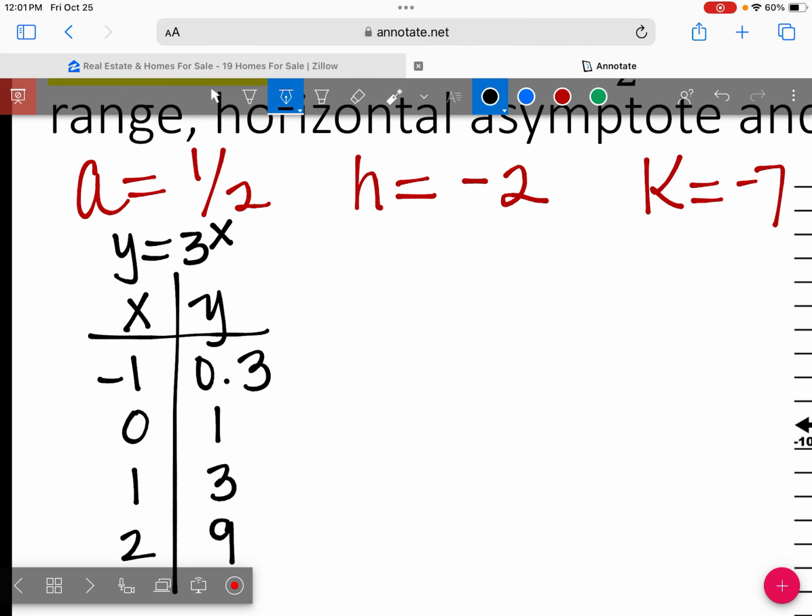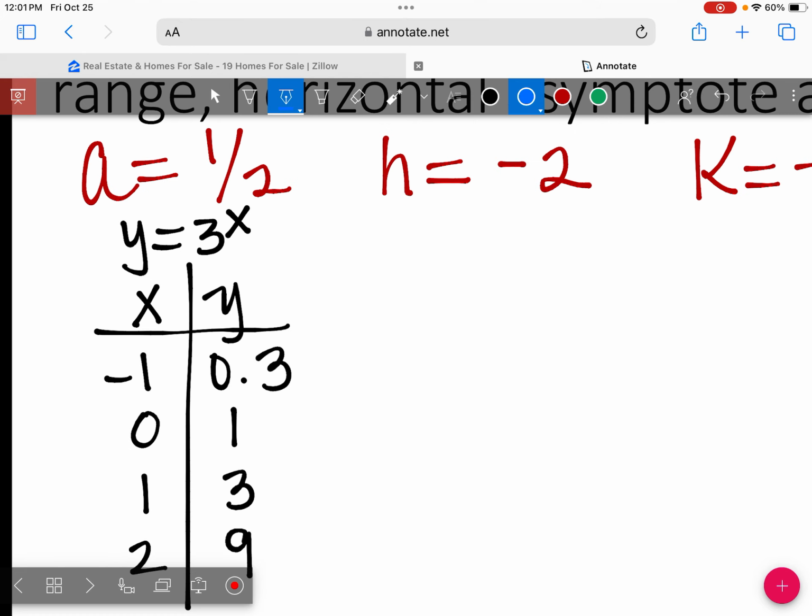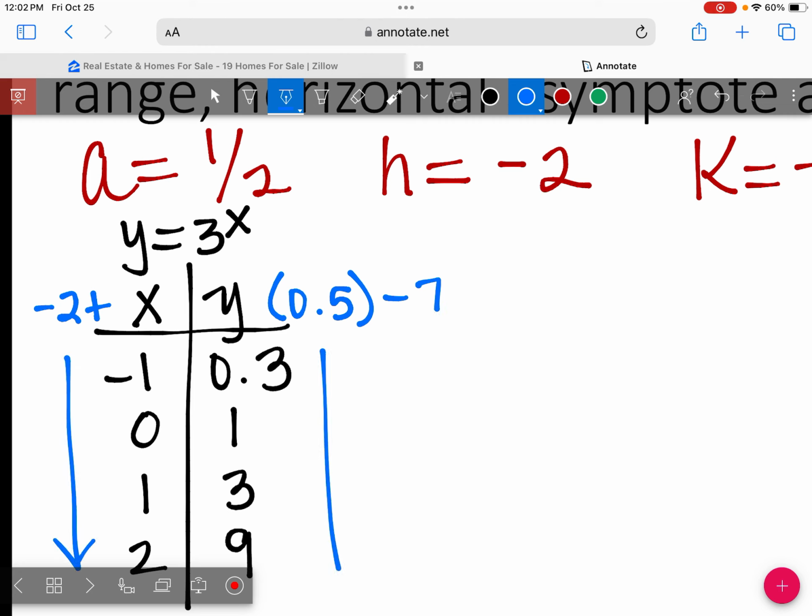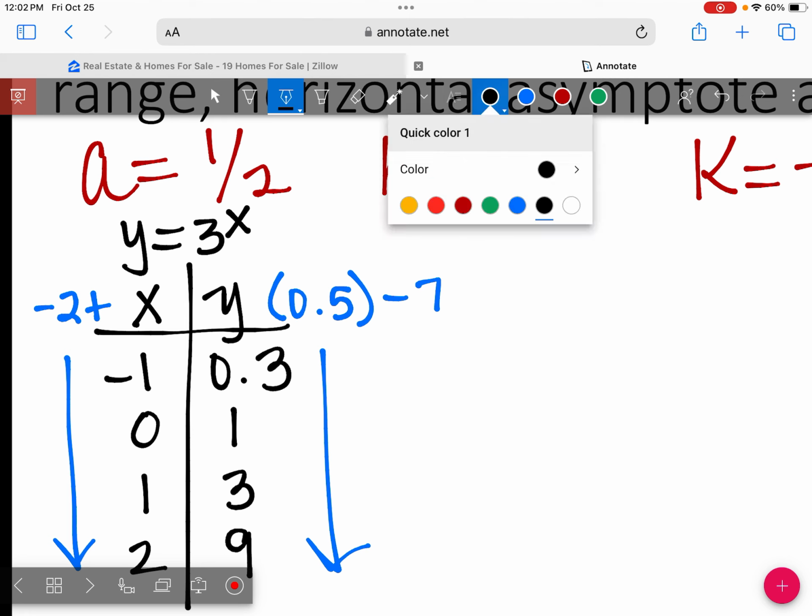So now I'm going to make my second table where I apply my transformations. I'm going to add the -2 to my x values. And then with my y values, I'm going to multiply them by 0.5 or 1/2. And I'm going to subtract the 7. So go ahead and do that to both sides. Create your table. And this is the table that we will actually graph.